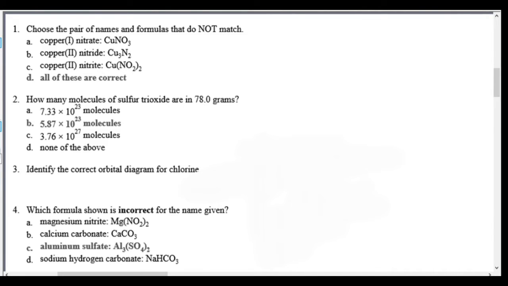Alright guys, so here is my step-by-step on how to do all of the practice problems for exam number 2, just for clarity. Okay, so let's go ahead and get started.